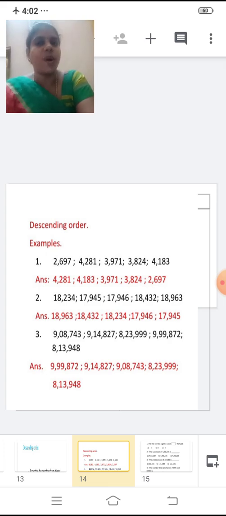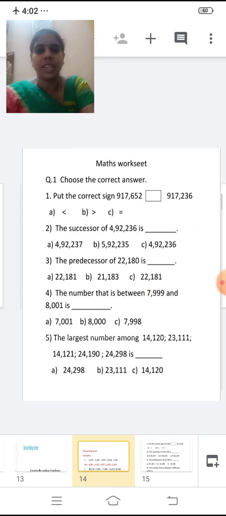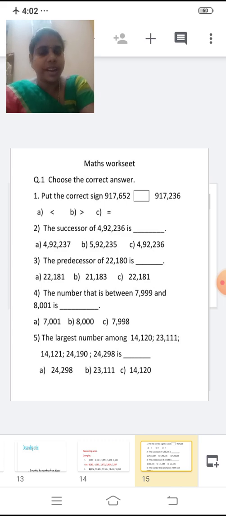So are you all clear with the descending order, children? Yes. So descending order is arranging the numbers from bigger to smaller. Now the worksheet, choose the correct answer. First one is put the correct sign. Second one, successor of the number 4,92,236. Third one, predecessor of the number 22,180. And the number that is between 7,999 and 8,001. Fifth one, the largest number among the given numbers.